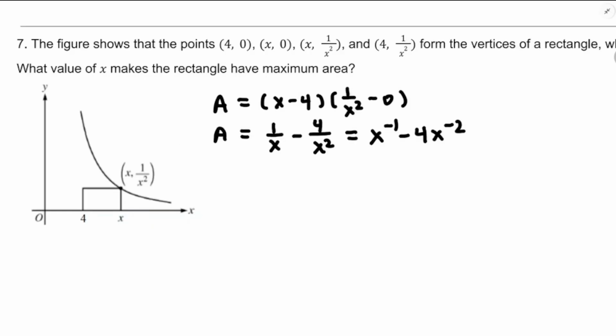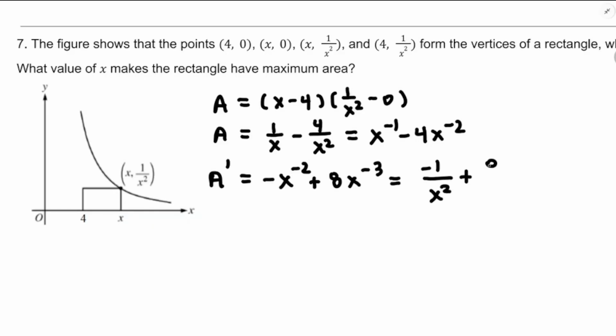negative power. Yeah, I like this. Okay, now if I want to make the maximum area, I should probably try to take the derivative and set it equal to 0 and maybe do a little bit more analysis. So I'm going to take the derivative, so that'll be negative x to the negative 2 plus 8x to the negative 3. Okay, and well, we can work with this. Negative 1 over x squared plus 8 over x cubed.